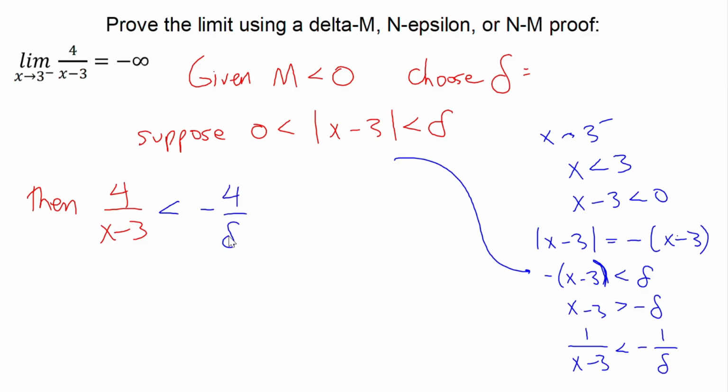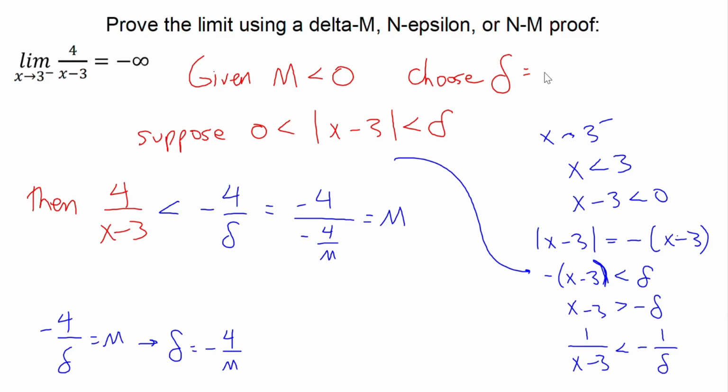And from there, since now we're all in terms of constants and deltas, well, then we can just replace the negative 4 over delta with m, right? If we let negative 4 over delta equal m, that tells us that delta is equal to negative 4 over m. So we want to choose delta to be negative 4 over m.